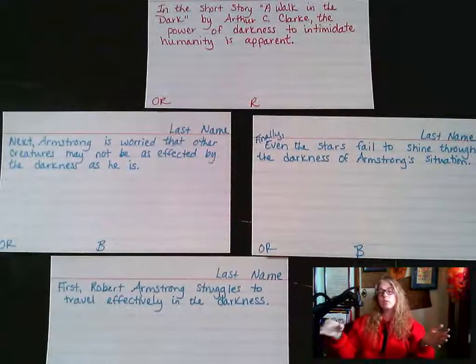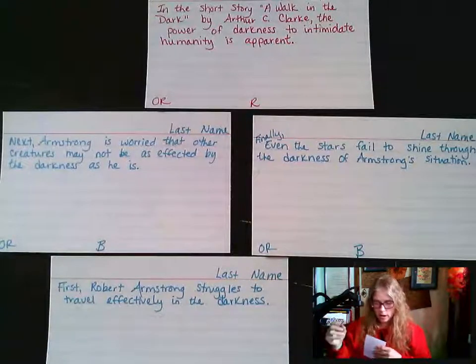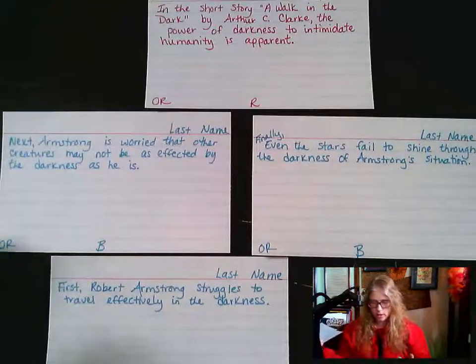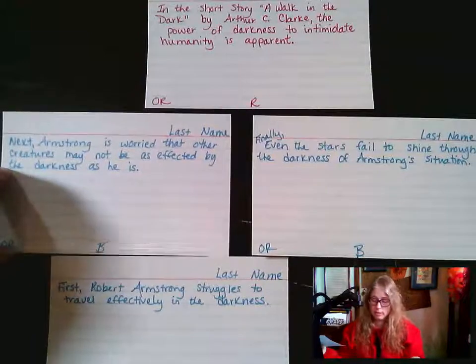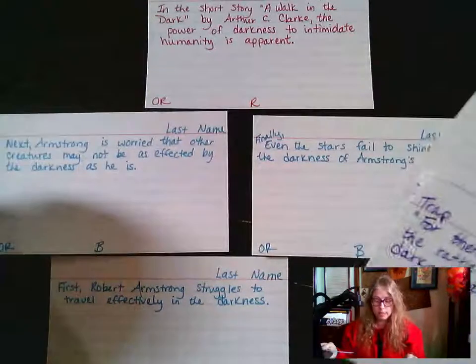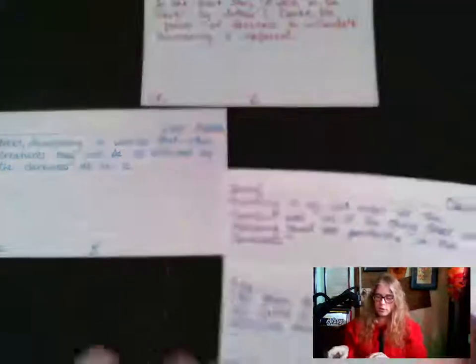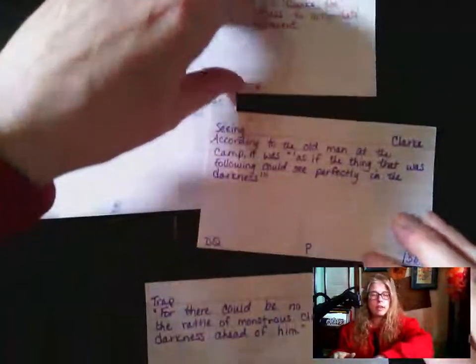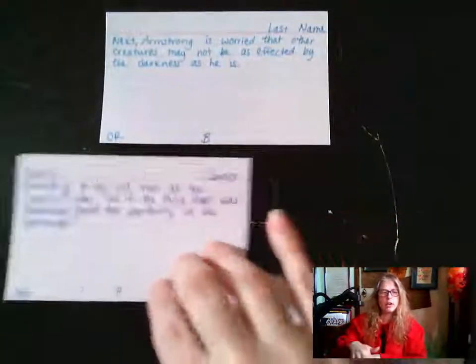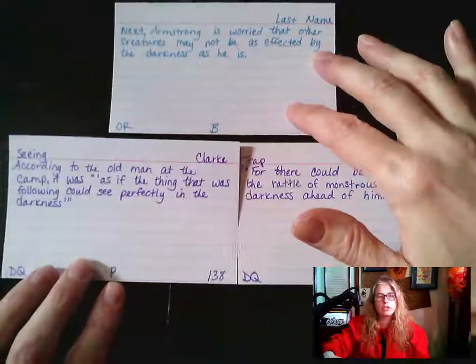And then when I go to do the purples, I'm going to take one of these sets. So this one has to do with seeing. So Armstrong is worried that other creatures may not be as affected by the darkness as he is. So here are 2 problems that he had in the darkness. So here's a direct quote from the story. According to the old man at the camp, it was as if the thing that was following could see perfectly. So that shows something about how creatures are moving in the darkness. So I have that quote. And then here's my second quote. That's about the creature trapping him.